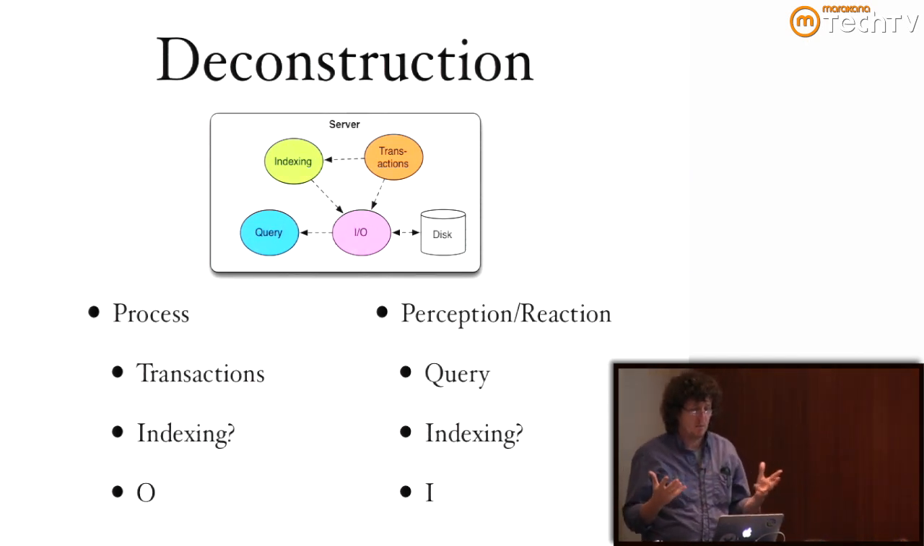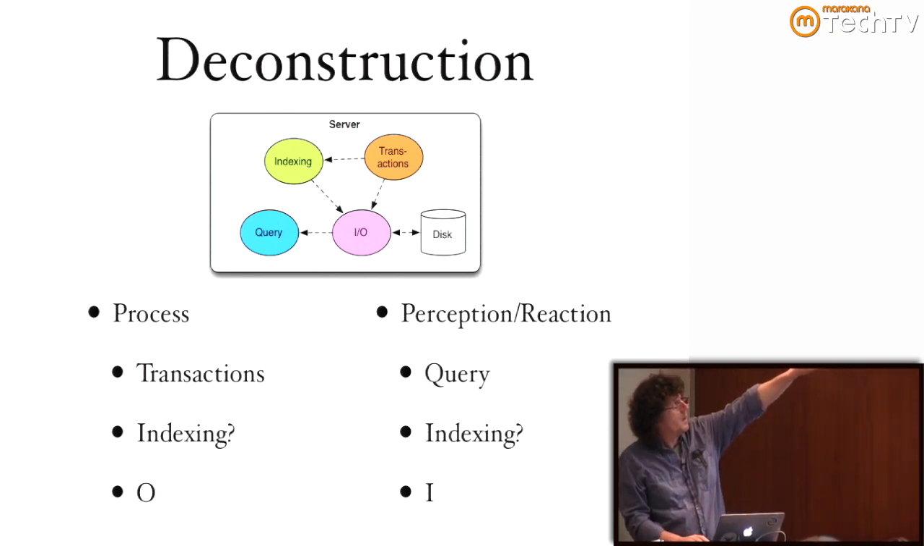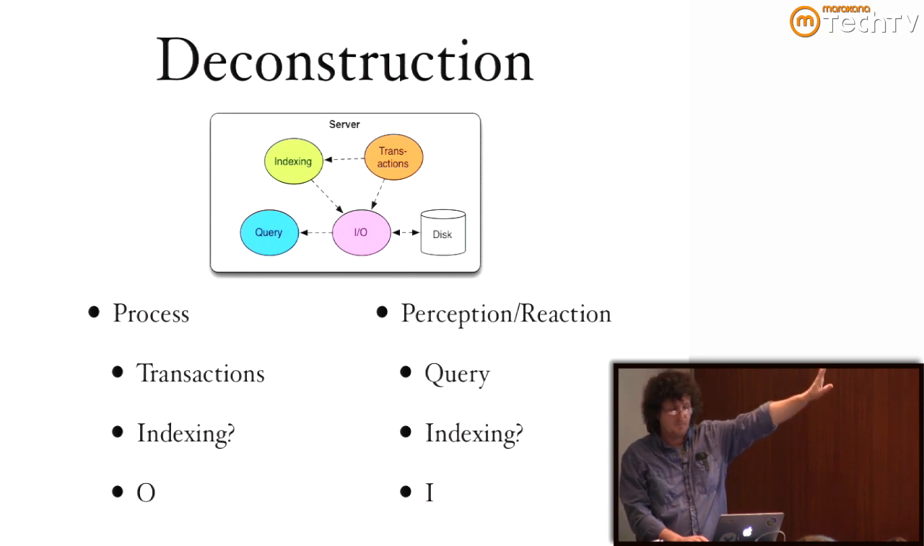How do we do it? We're talking more now at the model level. We want to deconstruct this. Now we're looking just at the server component: indexing, transactions, query, I/O, and disk. And I think you can divide this up into halves. This is what I said before: we want to separate process from perception, because there's a process part of this.